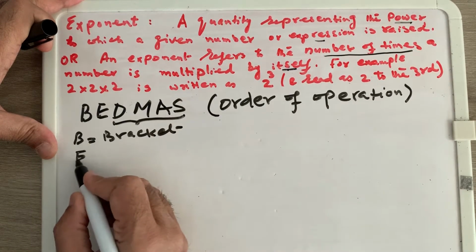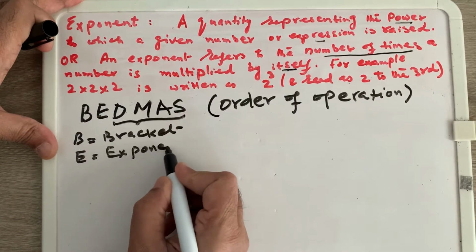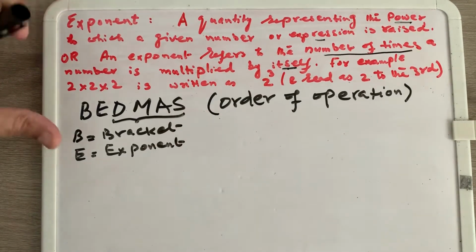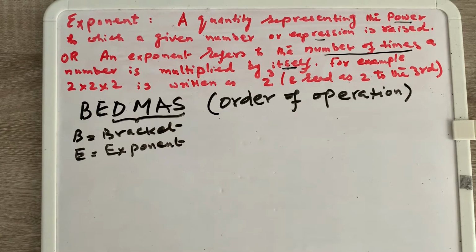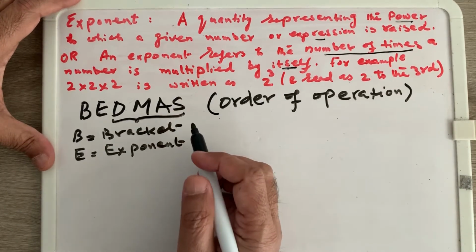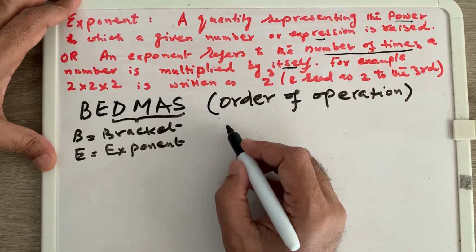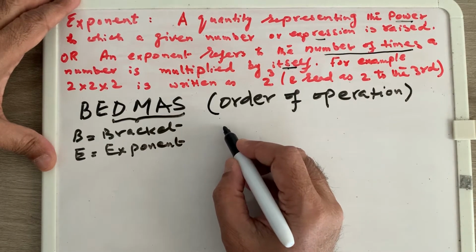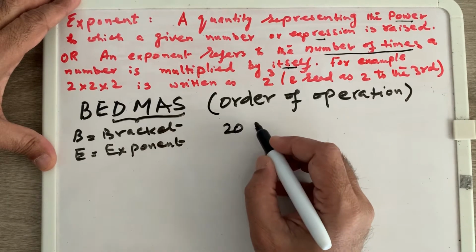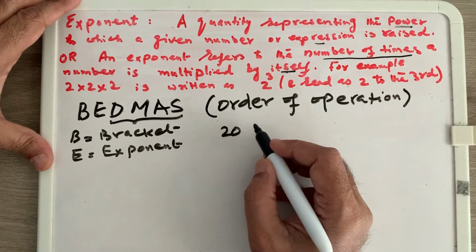And then we have to see for exponent. If there are any exponents, then we will solve exponent first. So bracket first and then exponent. And all the other four operations are division, multiplication, addition and subtraction. So this is order of operation. In any given question, you have to see what is given and in which order you have to solve that expression, because if you solve it the other way around, that will not work and your answer will be wrong.